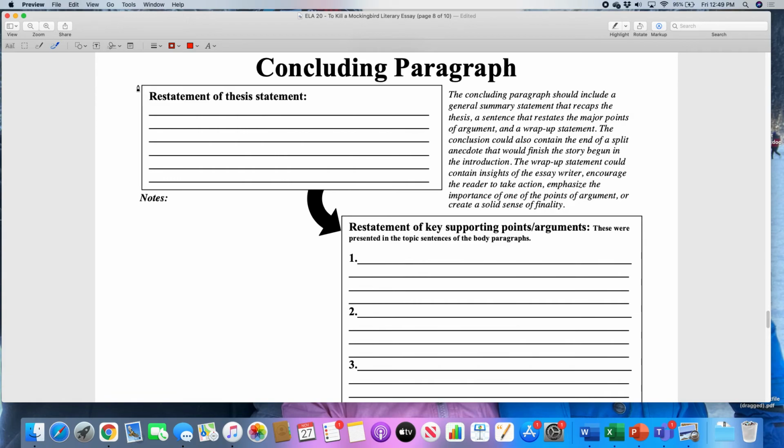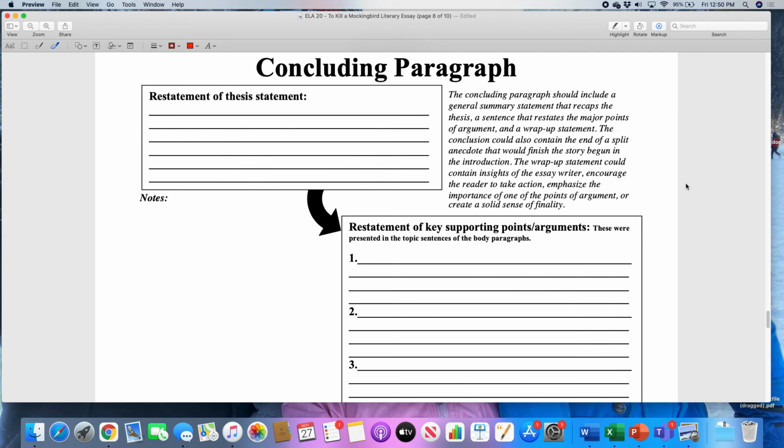So it might be something like, the way that people act, think, and speak, shows different forms of courage. And Harper Lee's novel To Kill a Mockingbird is a great example of how thoughts, speech, and actions show courage. Okay. The concluding paragraph should include a general summary statement. So again, I just did that. A conclusion should also contain the end of a split anecdote that would finish the story begun in the introduction. If you did that, I don't recommend.